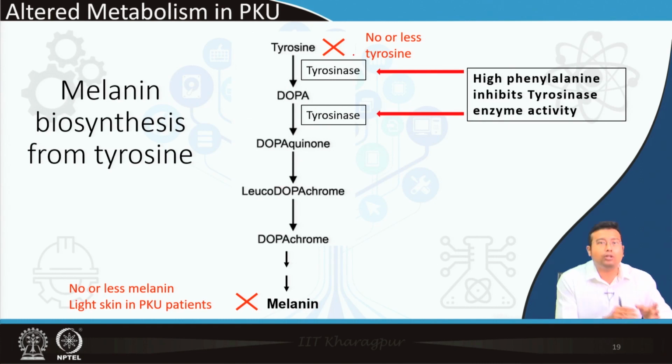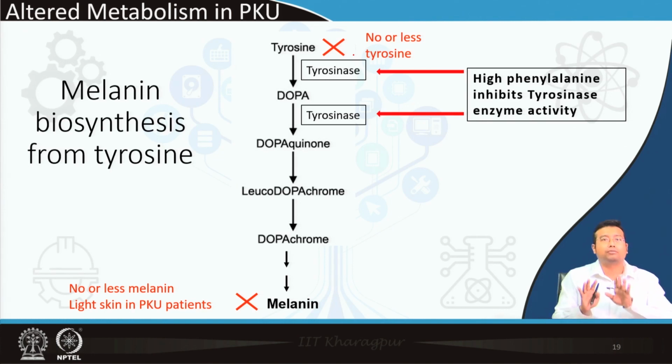In the beginning I told you, it is from tyrosine that multiple important products are formed. So, one by one we will be naming what products are formed, and that will be a problem in case of phenylketonuria, because the downstream metabolism of tyrosine is fully blocked, the downstream synthesis of important products from tyrosine is blocked, and one of them is melanin.